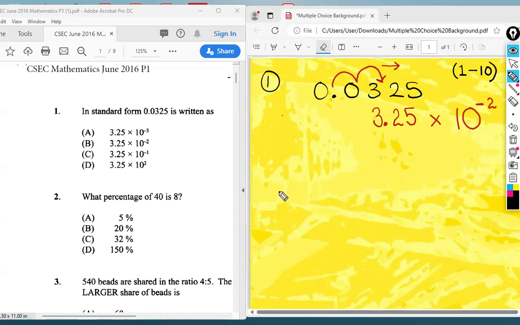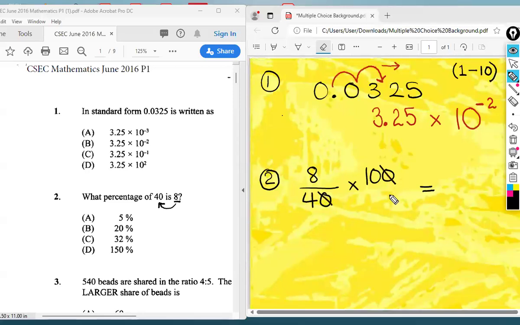Question 2 is pretty straightforward, right? This is actually a primary school question. You want to express 8 out of 40 as a percentage. What would you have done in primary school? You would have taken 8, put it over 40, and multiplied by 100%. Now, remember, you don't have your calculators on you, so you're going to do the old-fashioned way.